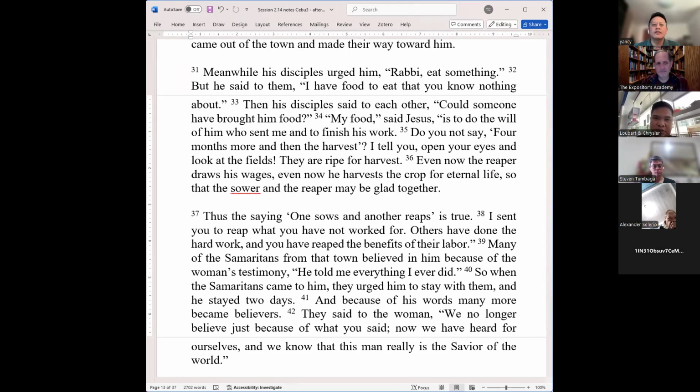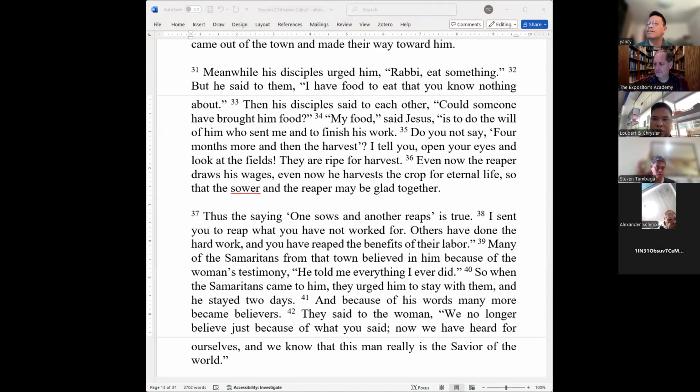Meanwhile, his disciples urged him, "Rabbi, eat something." But he said to them, "I have food to eat that you know nothing about." Then his disciples said to each other, "Could someone have brought him food?" "My food," said Jesus, "is to do the will of him who sent me and to finish his work.